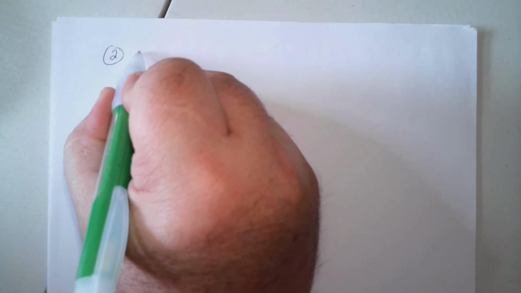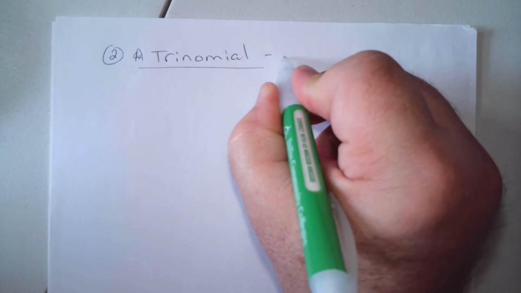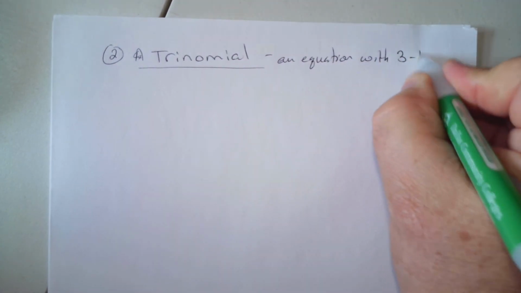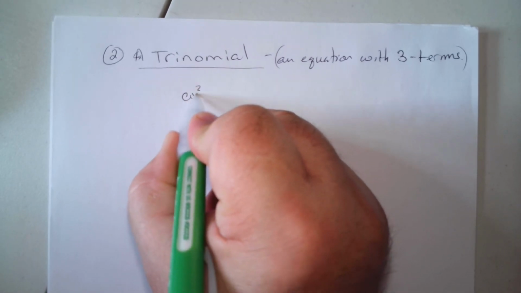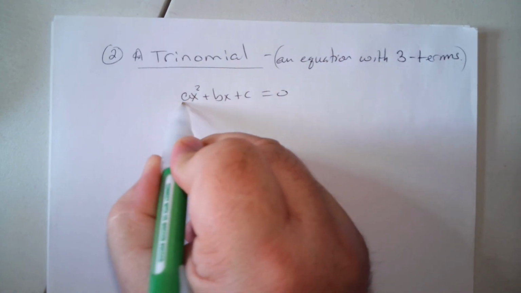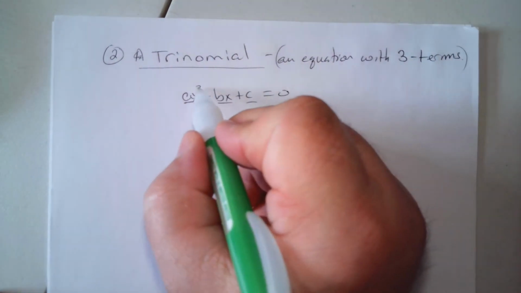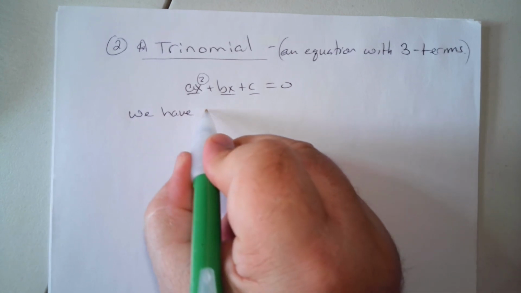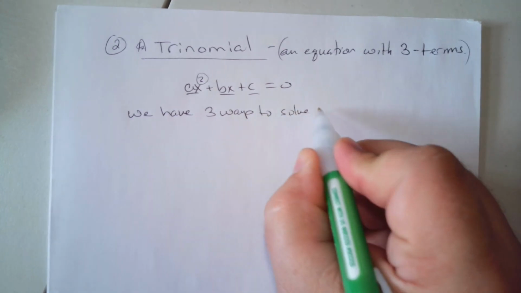Now, if you have a trinomial, you put it in there. A trinomial is an equation with three terms. That's a trinomial. Remember, our standard form, ax squared plus bx plus c equals 0. 1, 2, 3. That's an example of a trinomial. So, if it has three terms, the highest power is a square. We have 3 ways to solve these.